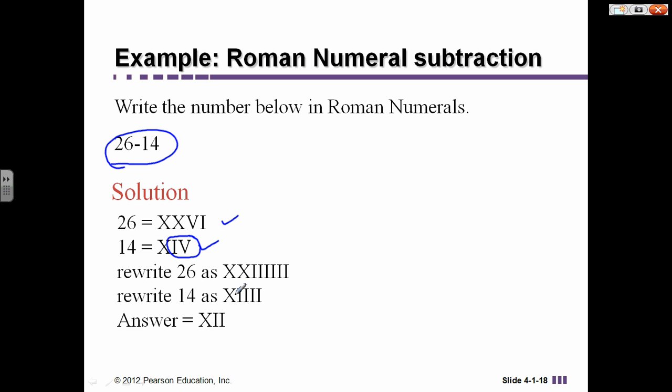Now I can just sort of cancel things out, and so I'm going to cancel these 4 I's with 4 of the I's up here, and I'm going to cancel the X with one of the X's, and so I'm left with X and 2 I's, which is 12. And if you do the Hindu Arabic math, 26 minus 14 is 12.